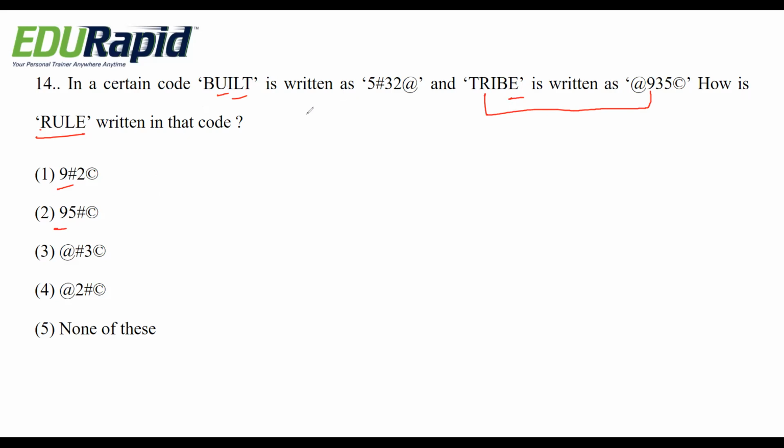And for E, sorry, let me go with the second one, U. For U it is BUILT, the second term, and here it is quoted as hashtag, so option 1 may be the right one. Let me check here, none of this is there, so don't take the risk. For L it is 2, it is also right, and for E, the last term E, it is copyright. Yes, option 1 is the right answer.